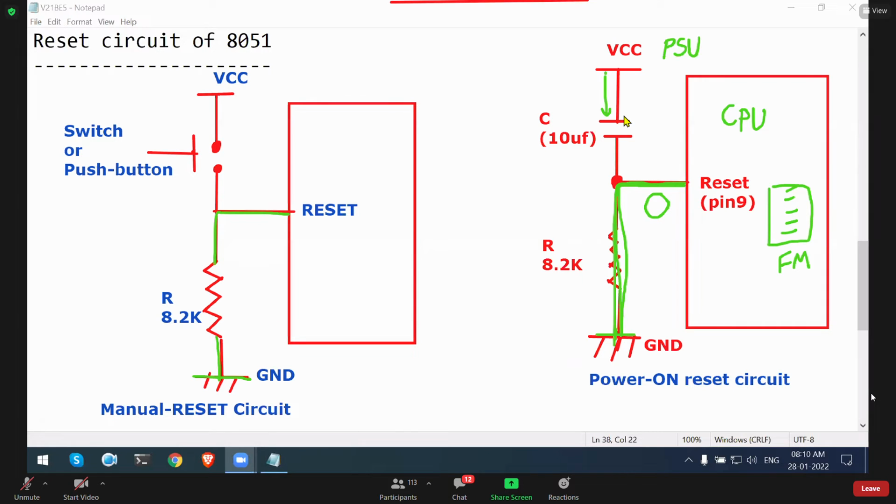Yeah, in this circuit, the capacitor is given in such a way that when you power off the microcontroller board, only then will the capacitor discharge. It will not discharge immediately. Otherwise, it will reset and unreset the microcontroller, so that will not be considered, right? So in this case, whenever you power off the microcontroller board, only then will the capacitor discharge.